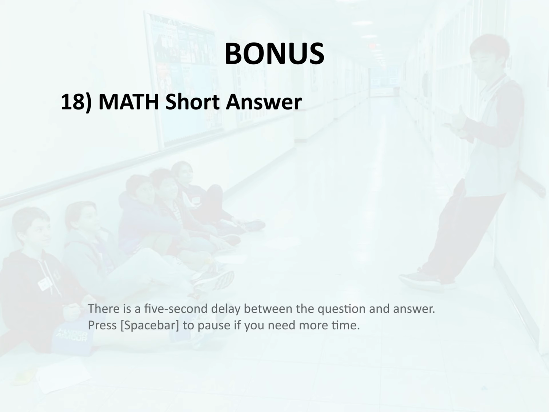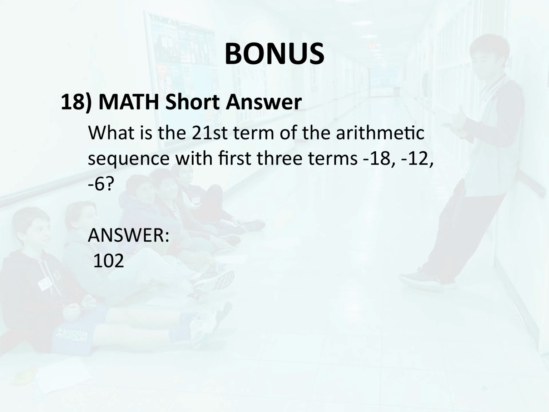Bonus 18. Math. Short answer. What is the 21st term of the arithmetic sequence with first three terms −18, −12, −6? Answer: 102.